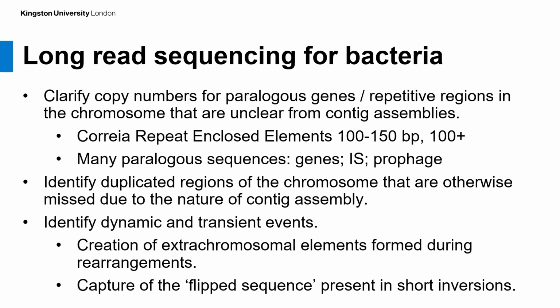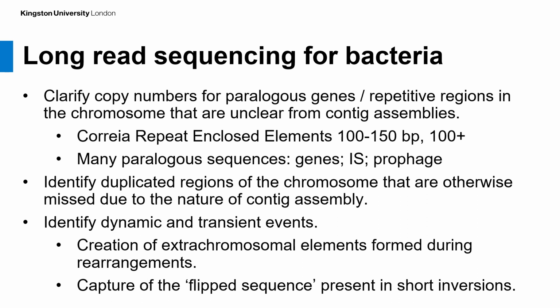I didn't mention it here, but in the Neisseria, we have these Correa repeat enclosed elements. These are elements that are about 100, 150 bases, and they're present at more than 100 copies in the Neisseria chromosomes. So these really do complicate assemblies, particularly with shorter read sequencing, and also they can invert themselves. So that really complicates things as well. They can be a big issue for assembly, they can be a big issue for trying to work out the structure of the chromosome, and they can be a big issue as far as what's going on dynamically within a chromosome as well.